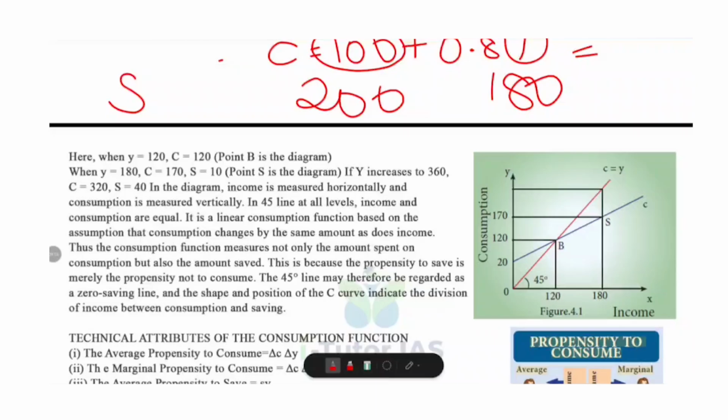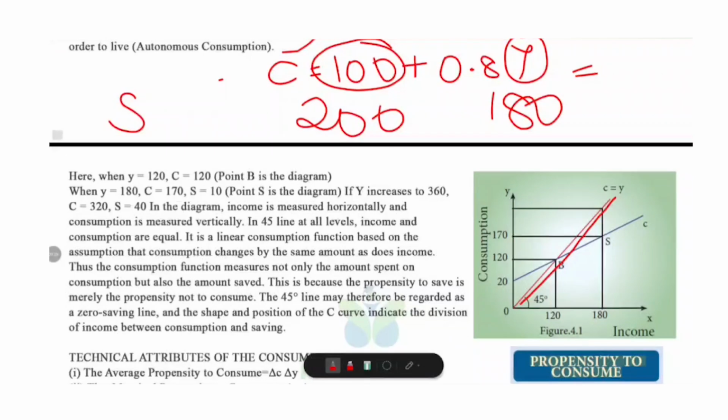So the line showing this relationship on the graph would slope upwards. It will start at the point of autonomous consumption, that is, the point where income is 0. In short, consumption increases with income. Remember this one: consumption increases when income increases, but not by the same proportion. Why? Because part of the income is also saved.